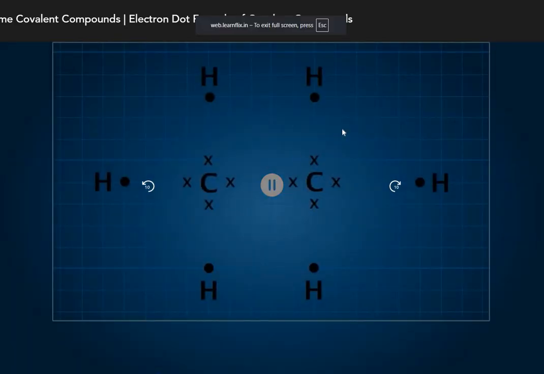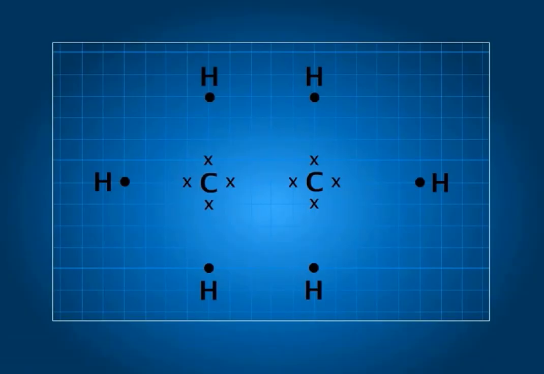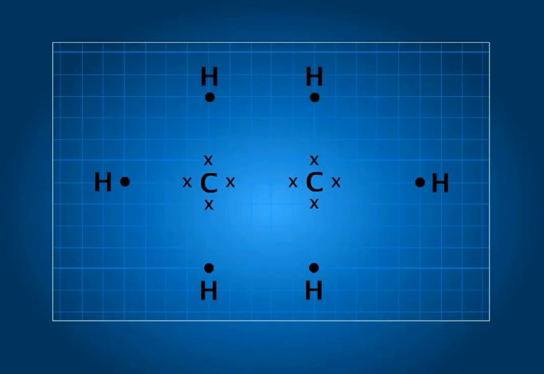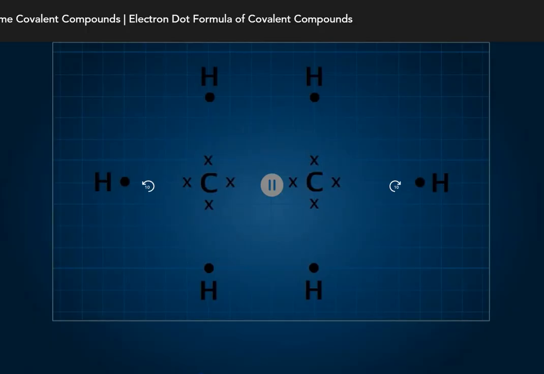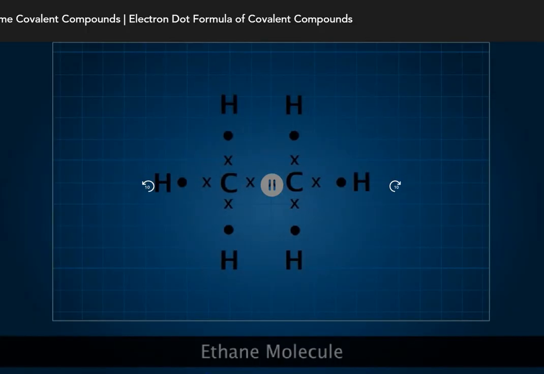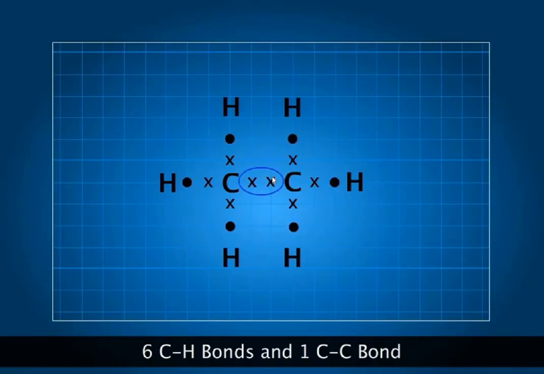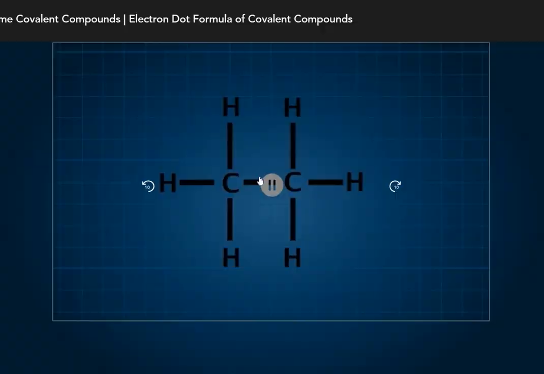Or ethane with a carbon-carbon bond in the same way. The molecular formula is C2H6. 2 carbon atoms, each having 4 valency electrons, and 6 hydrogen atoms approach each other. They combine to form an ethane molecule. There are 6 C-H covalent bonds and 1 C-C covalent bond in ethane.